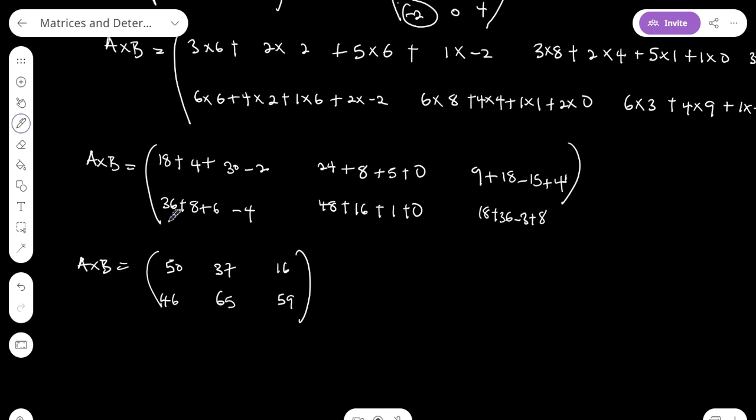It's not difficult, it's a very simple one. First, take note that A can only multiply B if the number of columns in A is the number of rows in B. So the next thing is to multiply each row in the first matrix by each column in the second matrix.